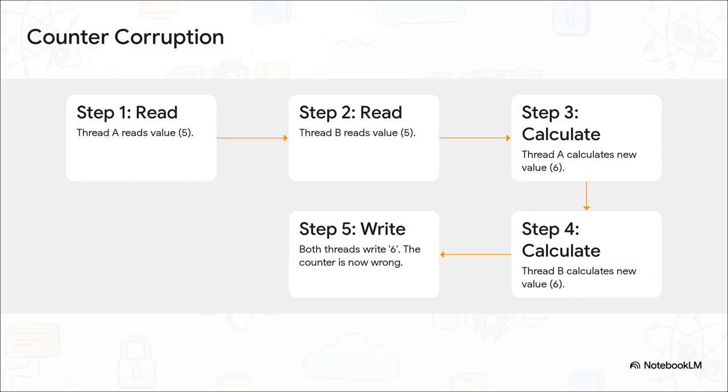And here's how it all falls apart, step by step. Step 1, thread A reads the value, it sees 5. But before it gets a chance to write its new answer, the system switches contexts. Then, step 2 happens. Thread B also reads the value, and it also sees 5. Now, in steps 3 and 4, they both do their math correctly. They both figure out that 5 plus 1 is 6. But the absolute critical failure is in step 5. They both write 6 back to the whiteboard. So we've done 2 increments, but our final value is 6 instead of the 7 it should be. And boom, our data is officially corrupt.